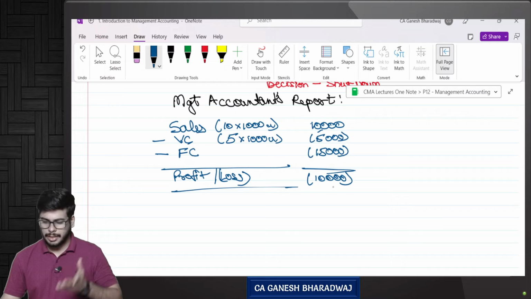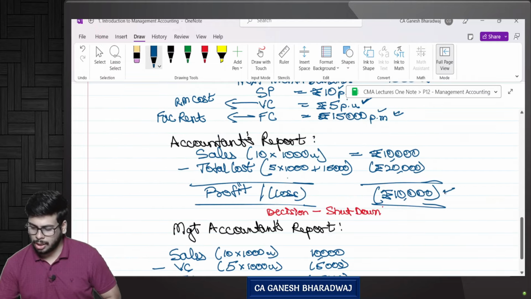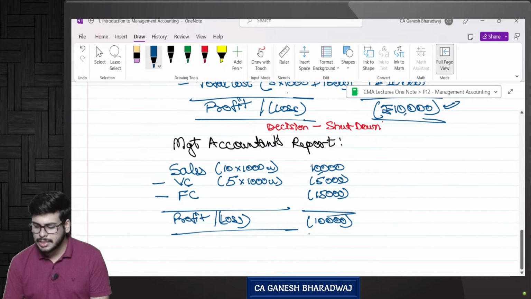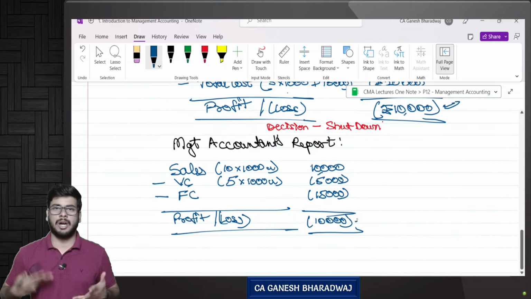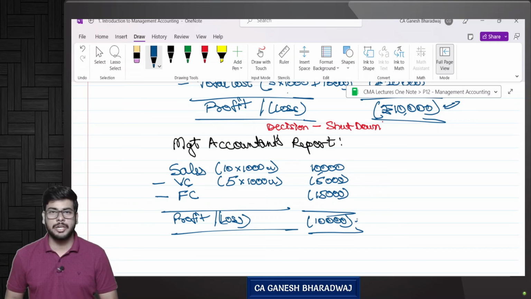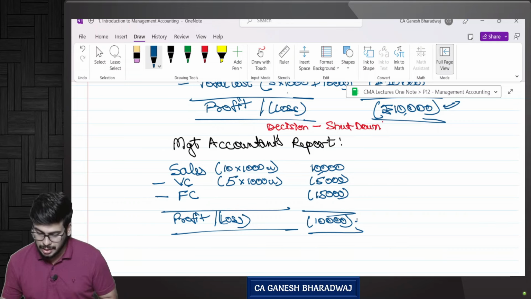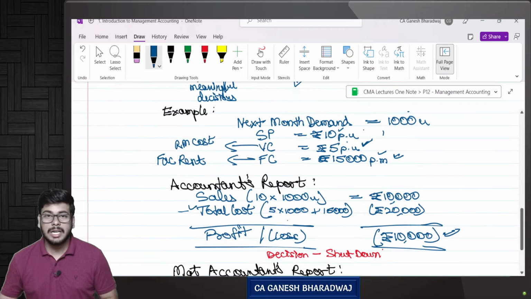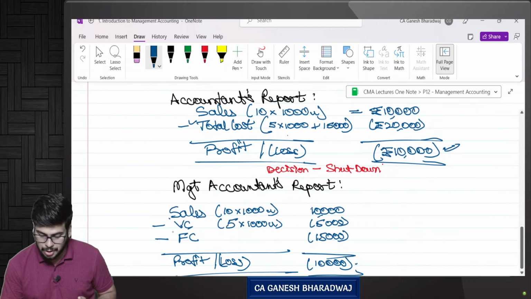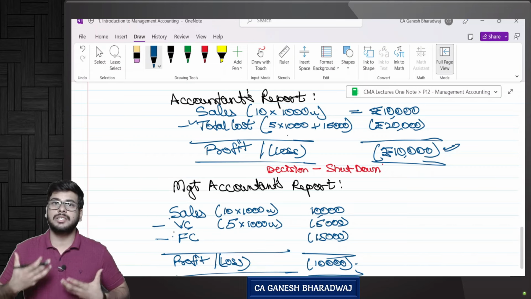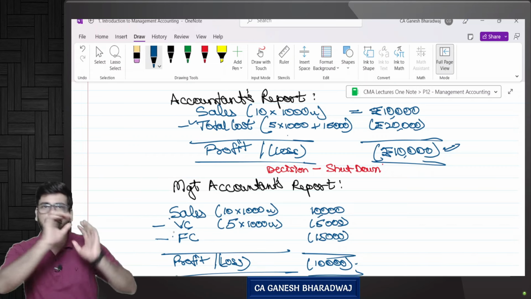Sir, are you kidding, sir? This person, the accountant also, said that is the same loss of 10,000 rupees. You are also saying there is the same loss of 10,000 rupees. What is the value addition you are giving as a management accountant? Wait. Now, in this manner you have given it as a total cost, correct? Now, I have split it into variable cost and fixed cost. This is where it will enhance your decision making skills. I will tell you what.